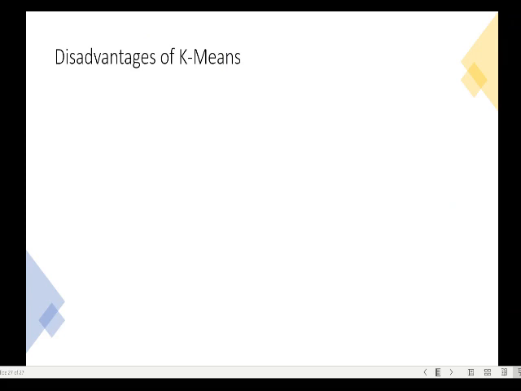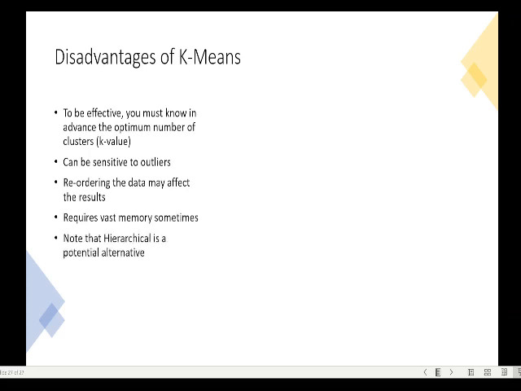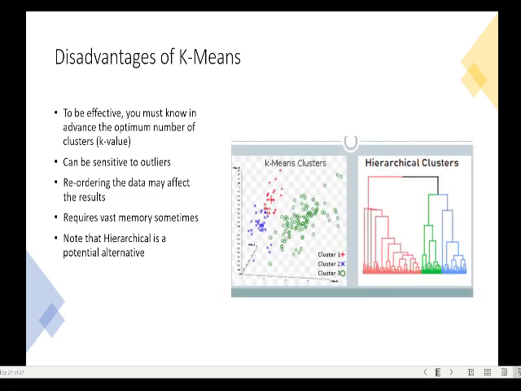Now, k-means is quite advantageous, but it's not perfect. Some disadvantages include the idea that you must know in advance the optimum number of clusters for the k value. And it can be particularly sensitive to outliers. So data cleanup is absolutely important. And reordering of the data may affect the results. Also, it requires vast memory sometimes. And note that hierarchical clustering is a potential alternative. So in k-means clusters, we can determine by using a dendrogram the optimum number of clusters. And we'll talk more about that later on in the class. So that's the basic rundown of k-nearest neighbor operation. I hope that you found that somewhat useful.